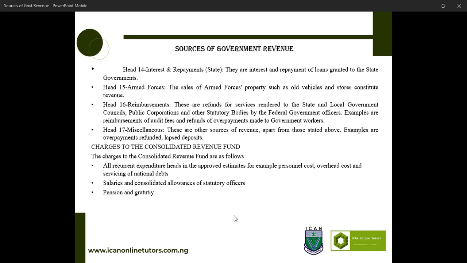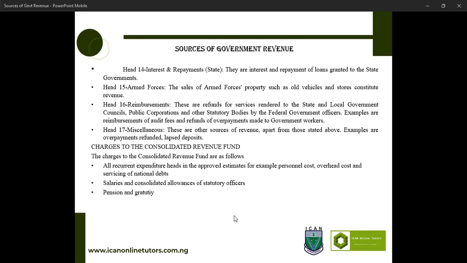Ed 15, armed forces, and this includes the sales of armed forces property, such as old vehicles and stores. Ed 16, reimbursement, and these are usually a refund from state and local government to the federal government based on services that have been rendered by the federal government to state and local government. And Ed 17, miscellaneous. These are all other sources of revenue that belong to the federal government. Examples include overpayments refunded and lapsed deposits.